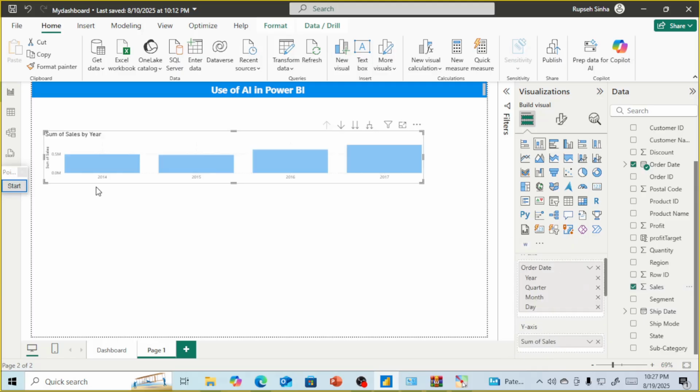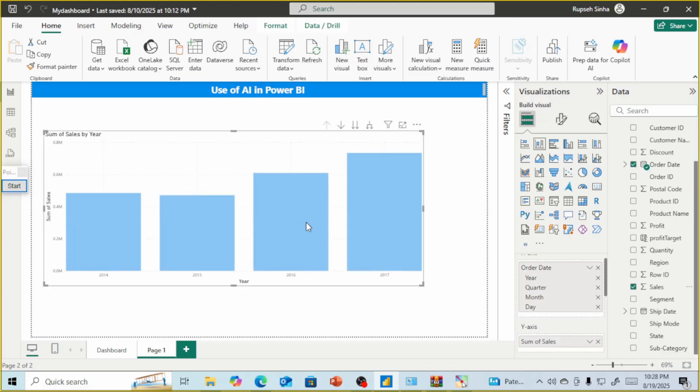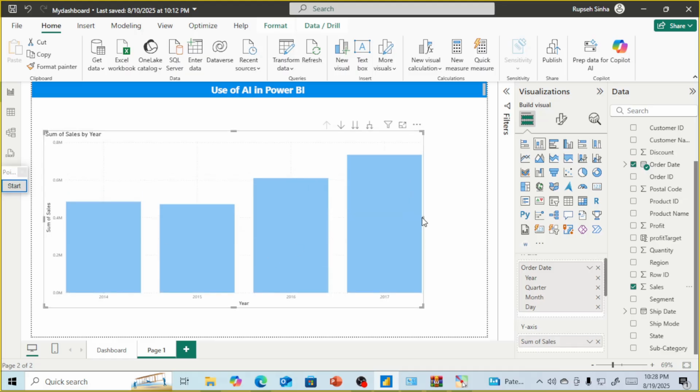Now we can see that in 2014 my sales was less, 2015 it increased a little, 2016 it was even higher. Okay, 2014 was more, 2015 was less, 2016 was high, and 2017 my sales was highest.